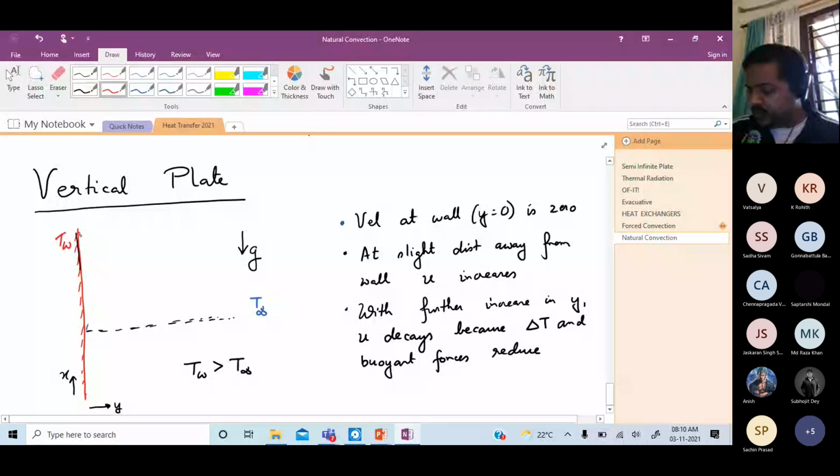Let's also note that the temperature is going to reduce from TW at the wall to T infinity at a certain distance away. Let me draw that as well, like this. Somewhere it becomes T infinity.